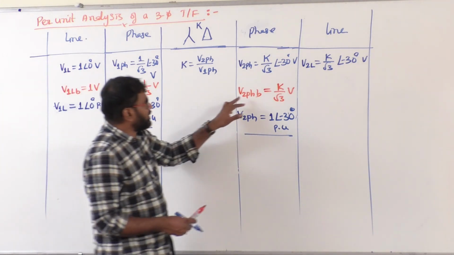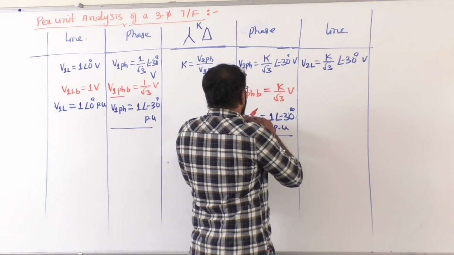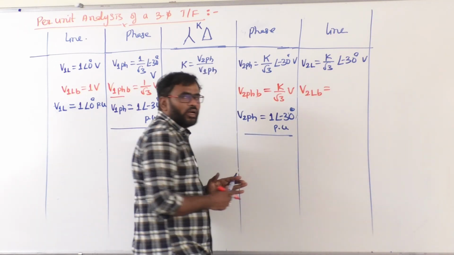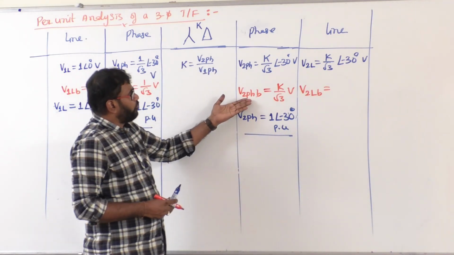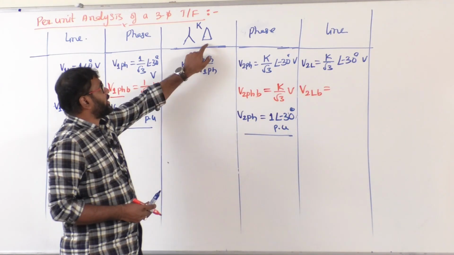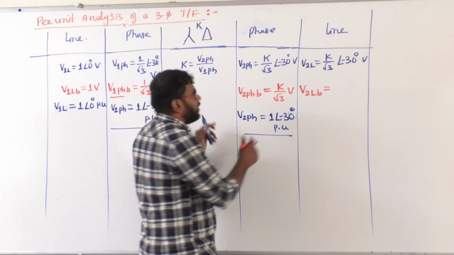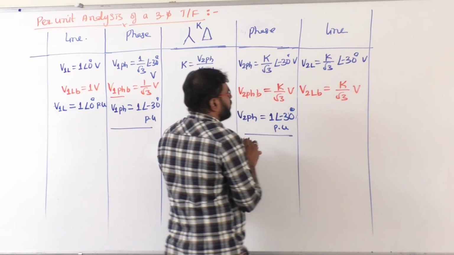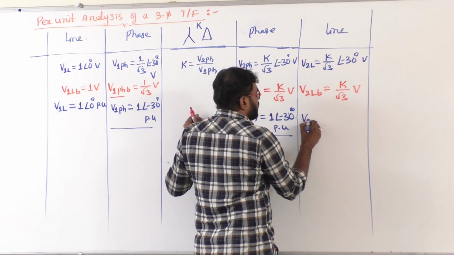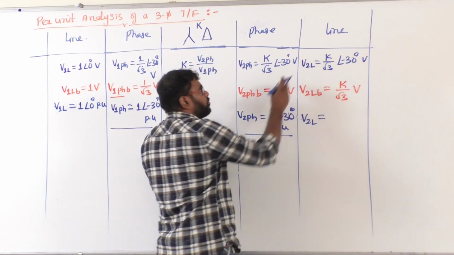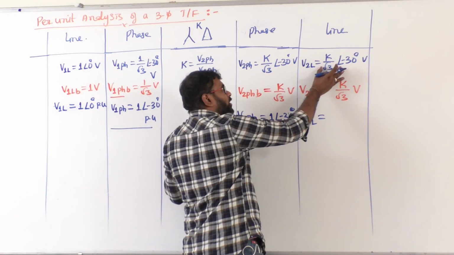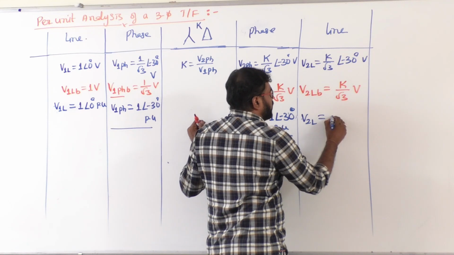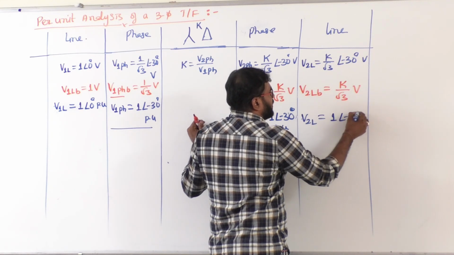Anyway, sir, what is the line voltage base here? V2 line voltage base equal to what? V2 phase voltage base. Why? What is the connection? Delta. Okay. So what I get now here? K by root 3 volts. Now tell me, what is V2L in per unit? V2L actual by V2L base. Tell me, K by root 3 at an angle minus 30 divided with K by root 3. So 1 at an angle minus 30 degrees.